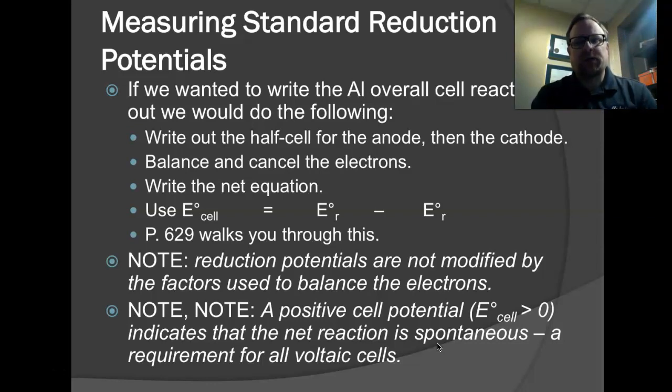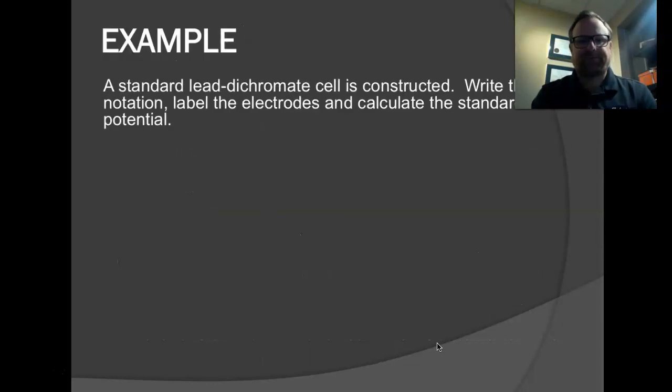So if we have a positive cell potential, we know we're dealing with a voltaic cell and that the reaction is spontaneous. What that means then, when we get into electrolytic cells in the next lesson, is that electrolytic cells are going to have a negative cell potential, and that is going to mean something a little bit different for us when we get there.